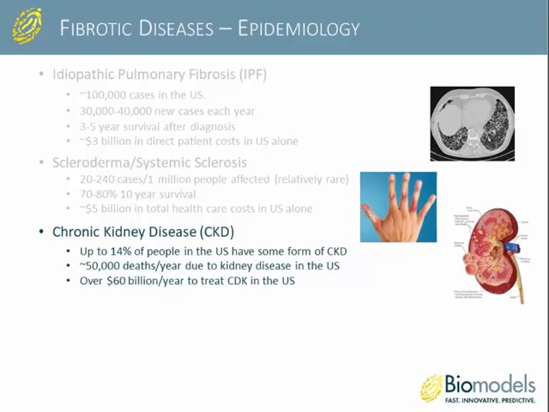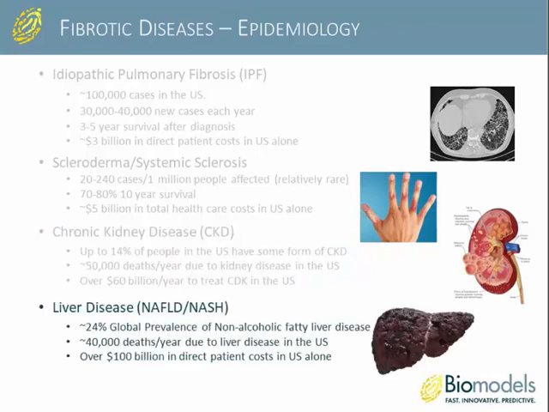Healthcare system, as last year was estimated about $60 billion in costs. And then finally, another very prevalent disease for which there's a large fibrotic component includes liver disease. And in the world, this is a very prevalent disease with about 24% of the total population. And in the U.S. alone, there were 40,000 deaths last year and over $100 billion in healthcare costs. So fibrotic diseases represent a very important component of an area of active research and development of drugs.